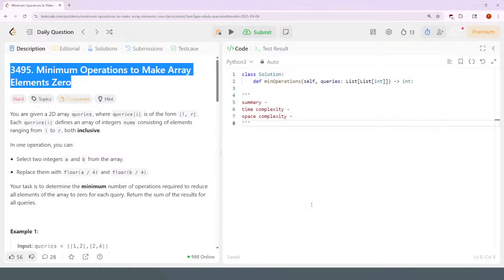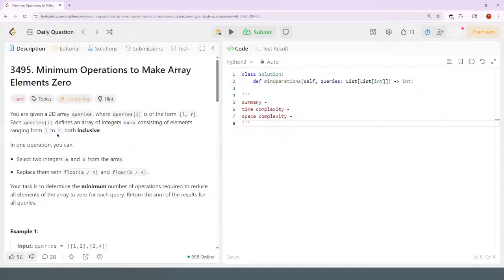Okay, let's go. It's going to be hard. Minimum operations to make array elements 0. You're given a 2D array queries where queries[i] is of the form [left, right]. Each query defines an array of integers nums consisting of elements ranging from L to R inclusive.